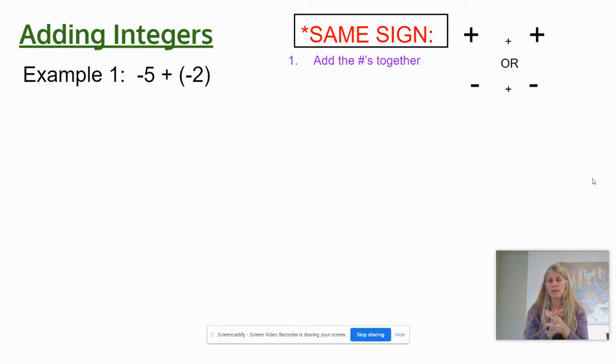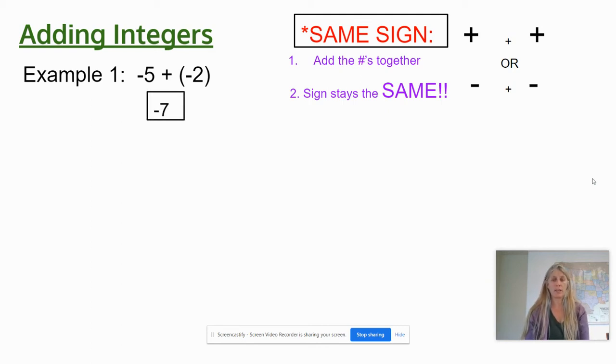And when we talk about adding the numbers together, you're just ignoring any signs at all. So in this case, we're simply going to have 5 plus 2. And then you look at that sign, and that sign's going to stay the same. So because we were adding two negatives together, that sign is going to stay negative. It's like owing $5 and then owing 2 more. So you're going to owe $7 altogether. So -5 plus -2 is -7.